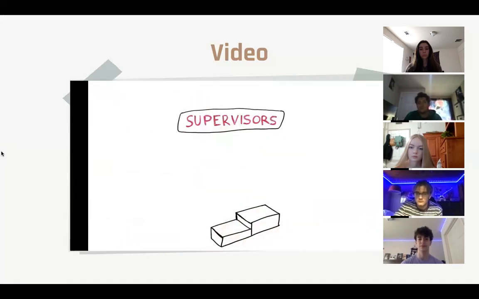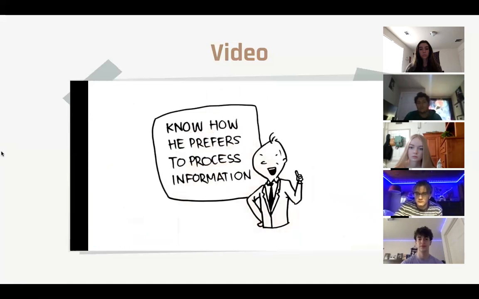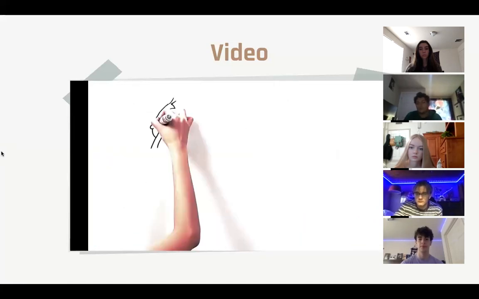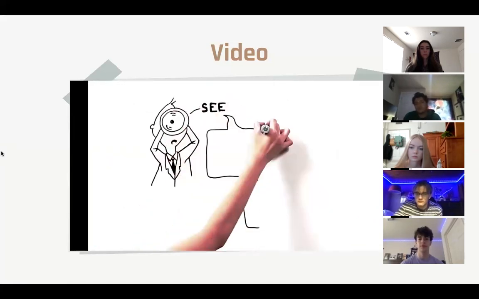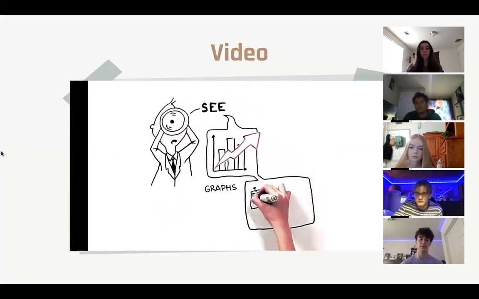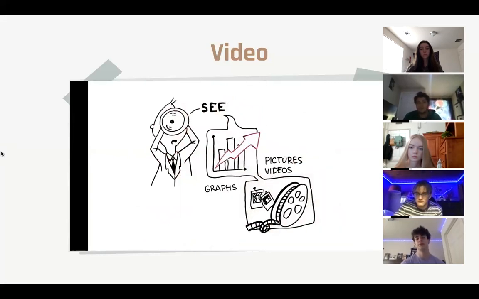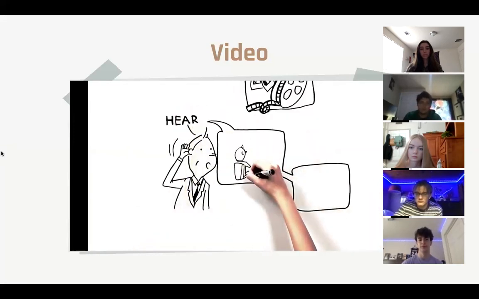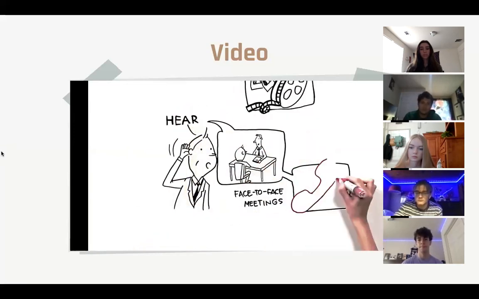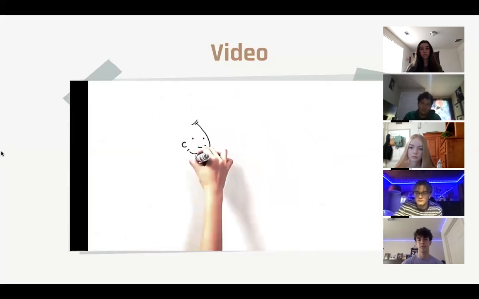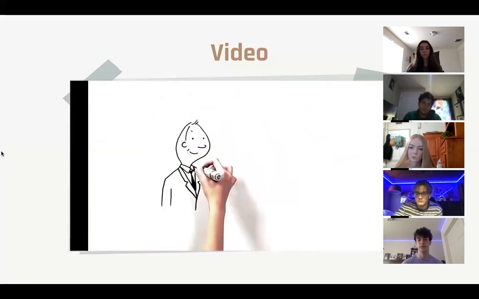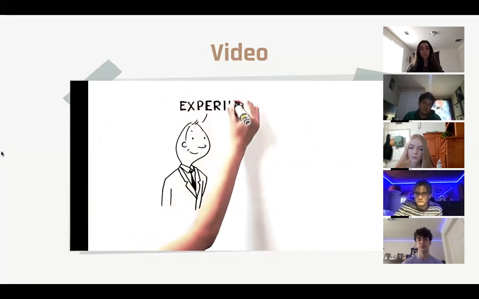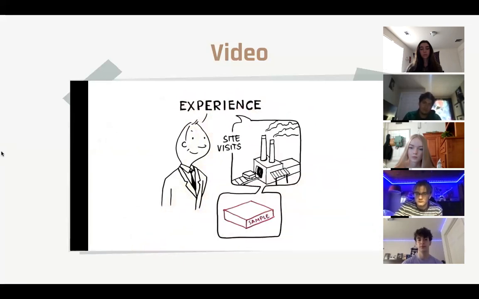It's important for you to build rapport with your supervisor. One way is to know how he prefers to process information. For example, if your supervisor is a visual person, you can use graphs, pictures, and videos to help him visualize your message. For an auditory supervisor, let him hear your message through face-to-face meetings and phone calls. And if your supervisor is a feeling person, get your message across through experiences such as site visits and product testing.